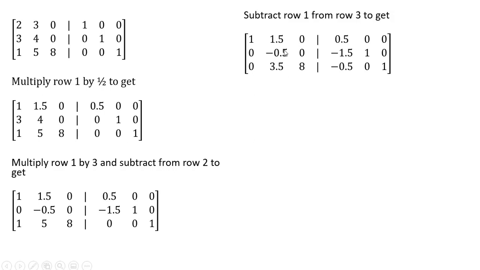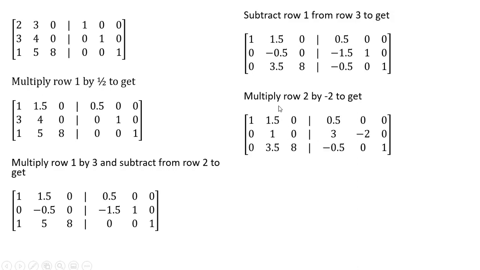Our next step, we're going to be moving into the middle column here, and we're going to try to get a 1 right here in row 2, column 2. And we can do that by multiplying row 2 by minus 2. So minus 2 times minus 1/2 is just 1. Minus 2 times 0 is 0. And then again, continuing that multiplication for the rest of the values here, we get the following.